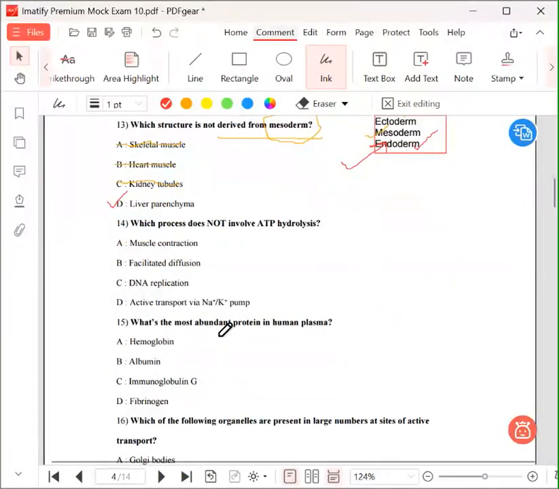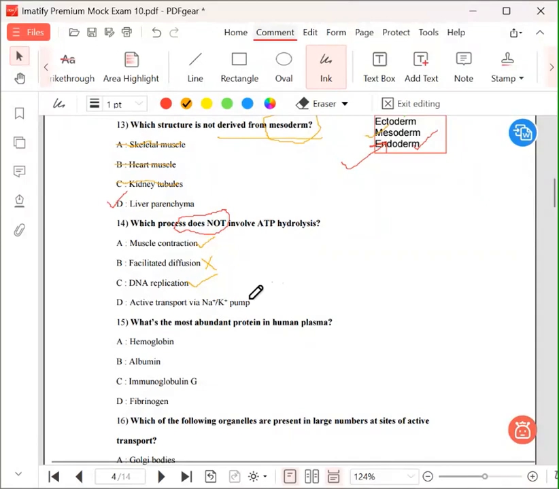Which process does not involve ATP hydrolysis? Muscle contraction? Yes, muscle contraction does involve it, because wherever there is ATP hydrolysis, there is the exchange of energy. Facilitated diffusion? No, facilitated diffusion does not involve ATP hydrolysis. We will discuss it. DNA replication? Yes, DNA replication does include ATP hydrolysis during the functioning of helicase enzymes.